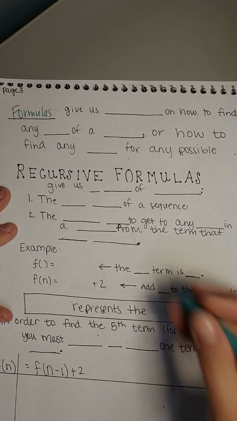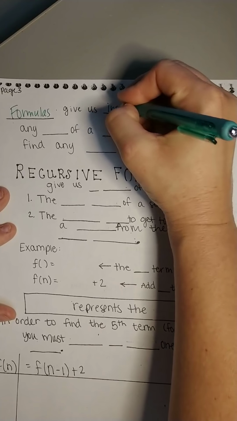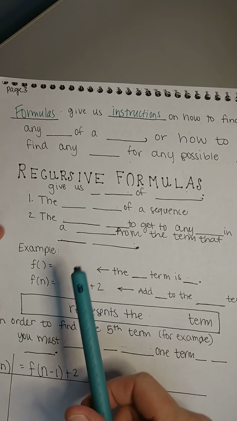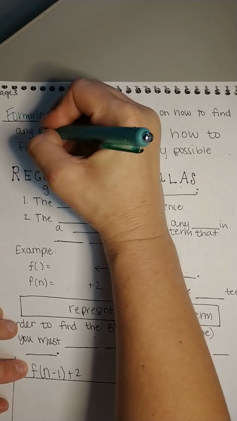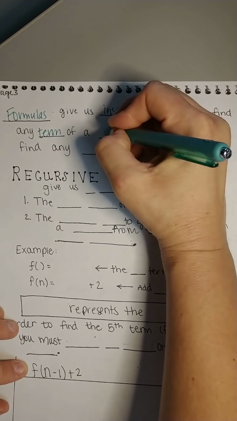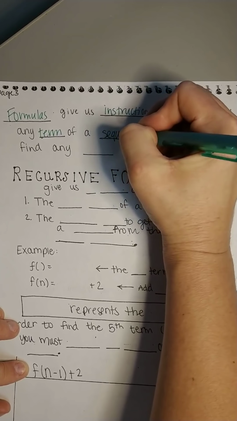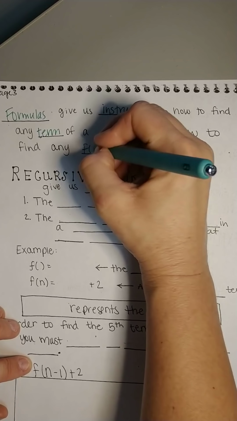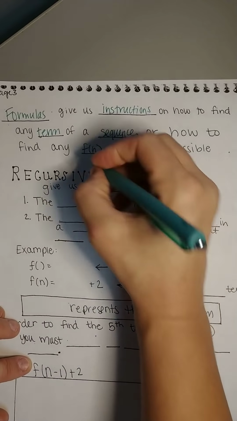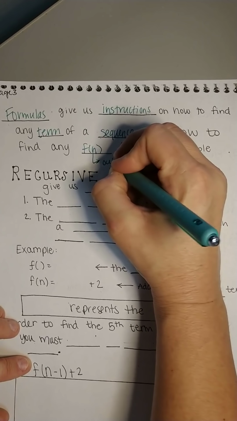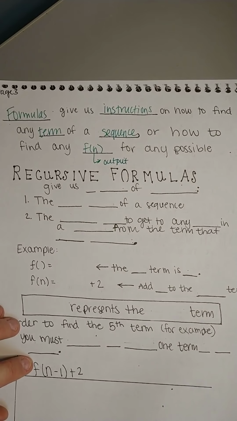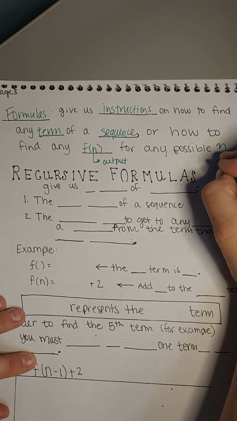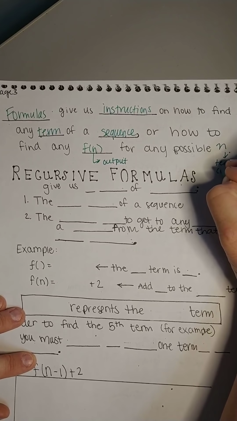So formulas give us instructions on how to find any term of a sequence, or how to find, since any term is also called f of n, how to find any output, for any possible n value or term. We'll also call that our input.